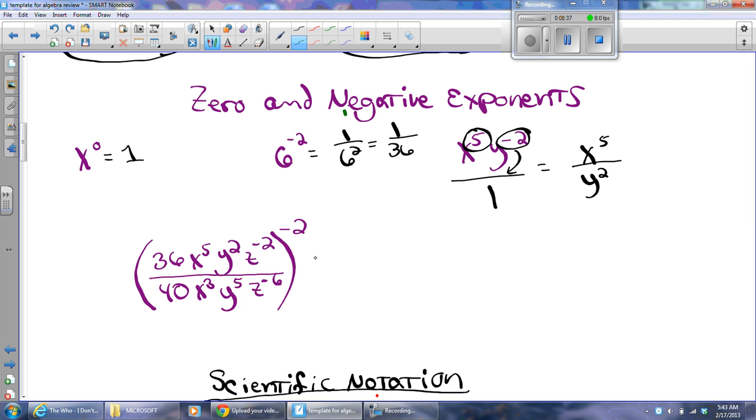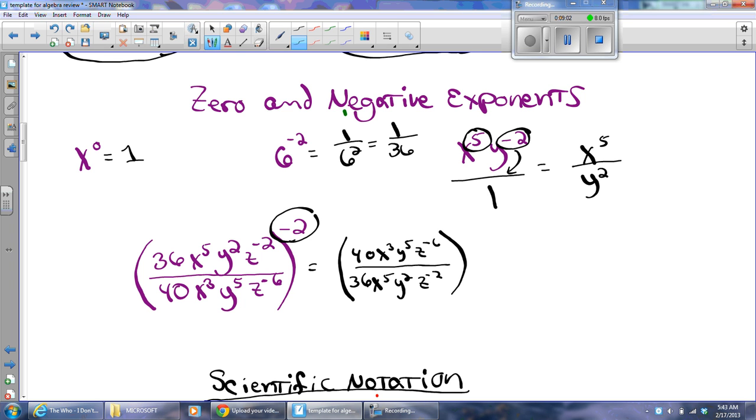So when I do a problem like this one, I like to get rid of this negative exponent first. So the first thing I'm going to do is I'm going to use the reciprocal. Right, 40x cubed y to the 5th z to the negative 6th, I'm going to put that over 36 x to the 5th y squared z to the negative 2nd. Now the 2's still there. It's just not negative anymore because I used the reciprocal.